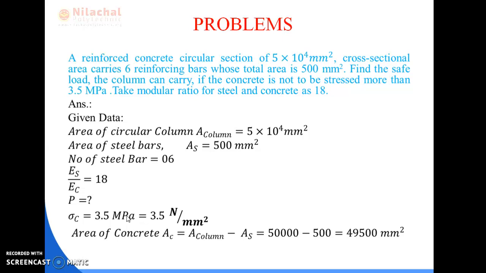A reinforced concrete circular section of 5 into 10 to the power 4 mm square cross sectional area carries 6 reinforcing bars whose total area is 500 mm square. Find the safe load the column can carry if the concrete is not to be stressed more than 3.5 megapascal. Take the modular ratio for steel and concrete as 18.